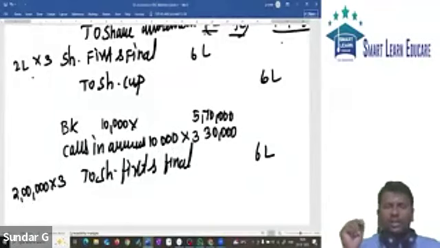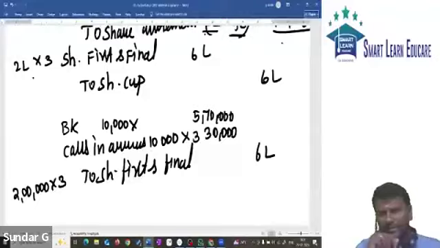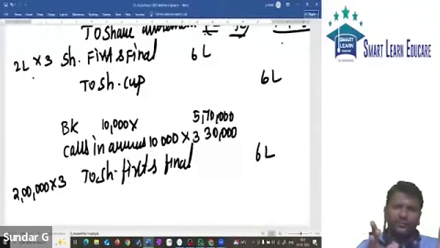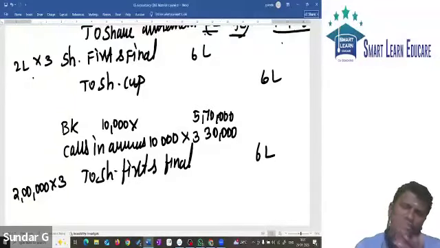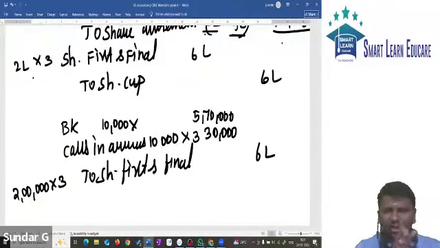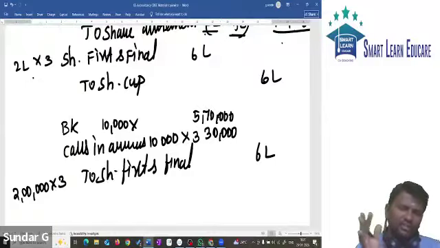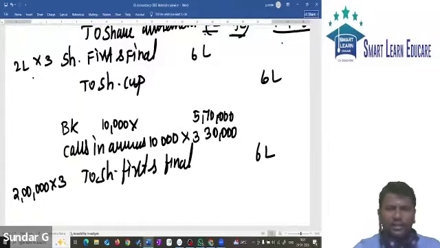Sir, why are you not adjusting with the excess application money here? See, we had excess application money, but that amount is already adjusted at which stage? Allotment stage. Now we don't have any excess money to carry forward. That is why this money is not adjusted anywhere. We are just writing calls in arrears.